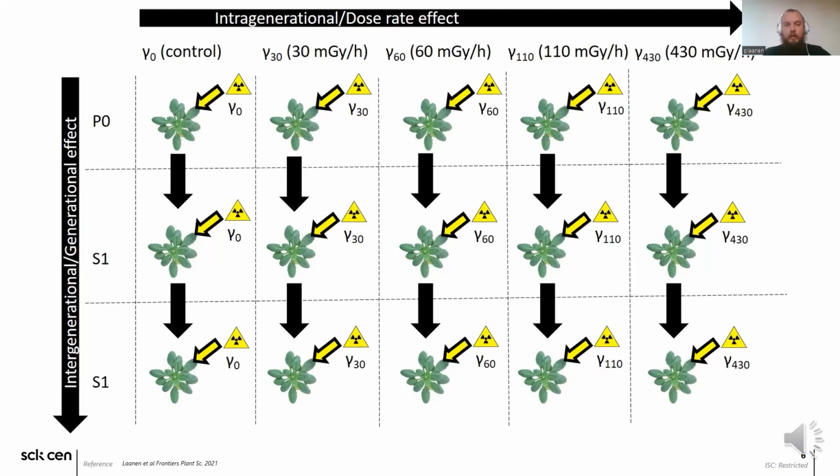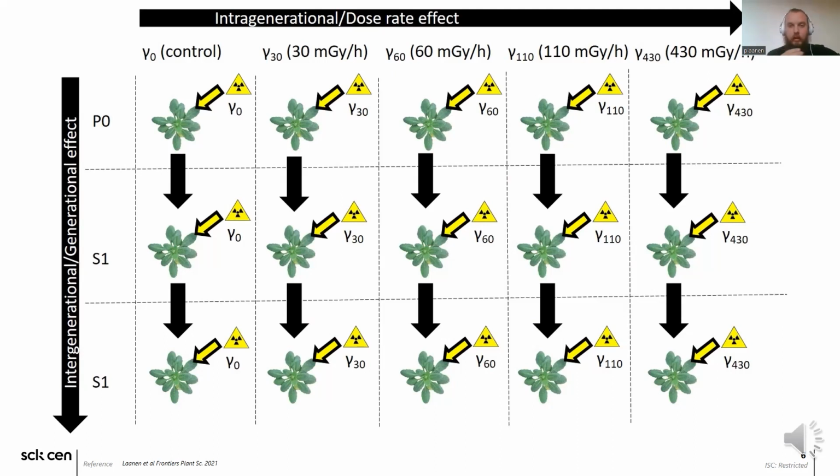So each generation was exposed to one of these different dose rates, where the parent generation did not have a history of previous exposure. Generation 1 had the previous generation, and generation 2 the previous 2 generations. This gave us the opportunity to study the effects within one dose rate between the different generations, or within one generation of the different dose rates, theoretically giving us a dose rate effect and a generational effect.